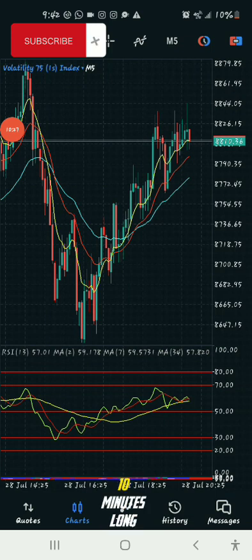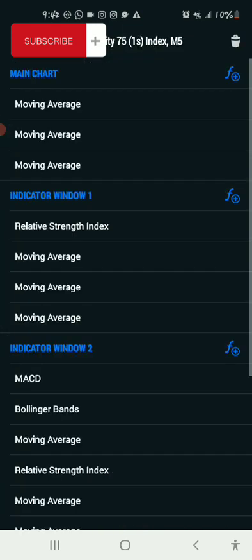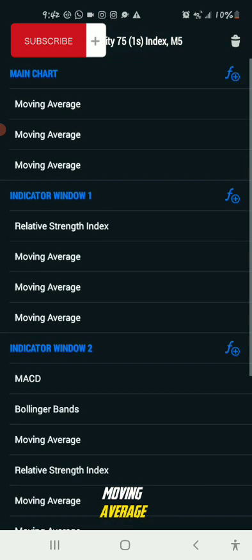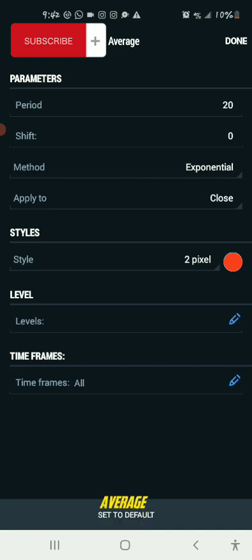The video is already 10 minutes long. Let me just show you guys the indicator settings. So yeah, you copy your moving averages in the main indicator window: the 40 moving average and the 20 exponential moving average.